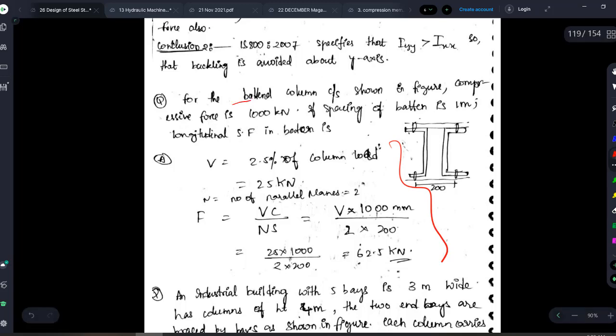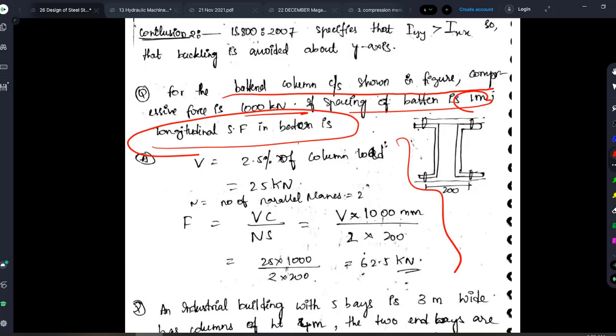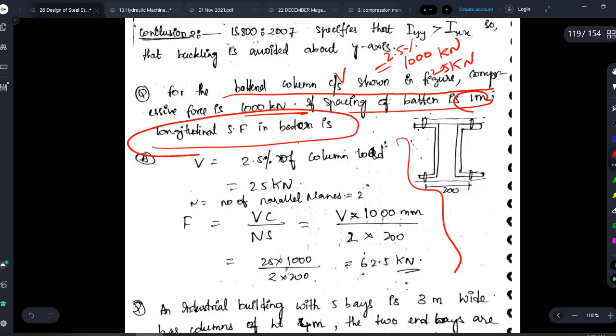See this question: for a batten column cross section shown in a figure, compressive force is 1000 kilonewton, the spacing between battens is 1 meter, longitudinal shear force in batten is, so he wants the longitudinal shear force in batten. So first of all, your force is given, the actual force whatever is there, it is given as 1000 kilonewton. So your V is nothing but 2.5% of this load, right? So it will be 25 kilonewton, right?